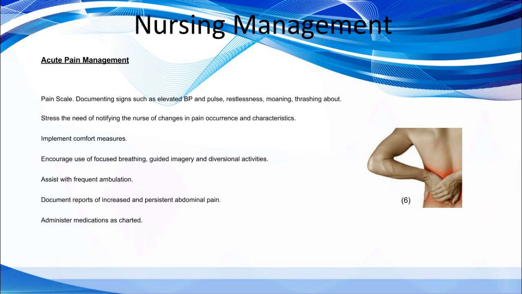And these are the following techniques or nursing management that we will use for the specific symptoms. For acute pain management, to specifically determine the pain characteristics, the nurse will note the location, duration, intensity on a 0 to 10 scale, and radiation of the pain. Non-verbal signs such as elevated blood pressure, pulse, restlessness, moaning, and thrashing about will also be documented.